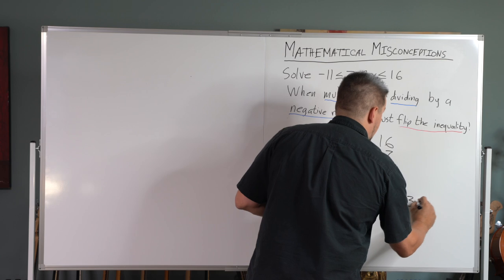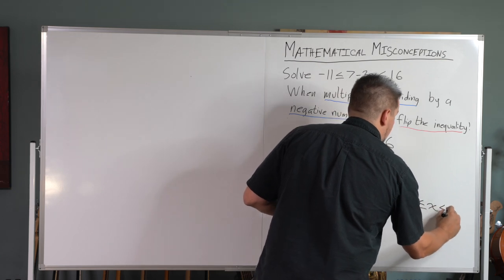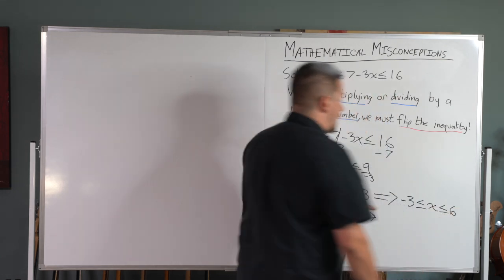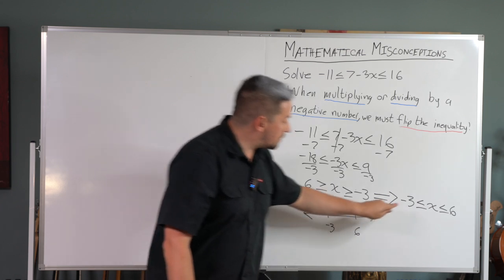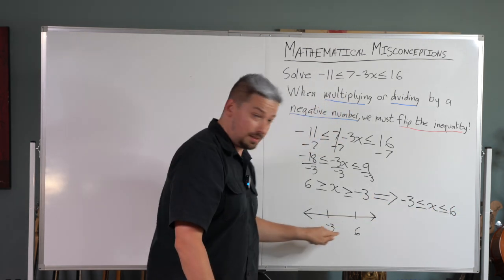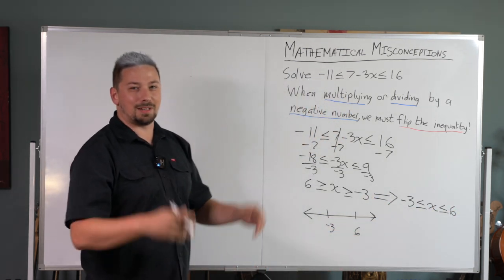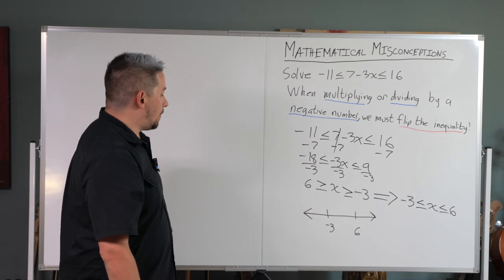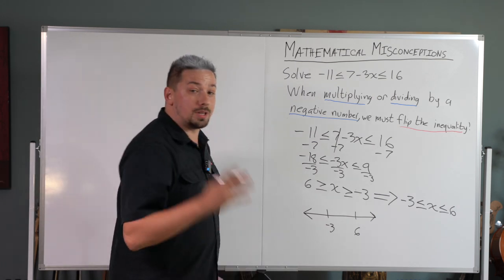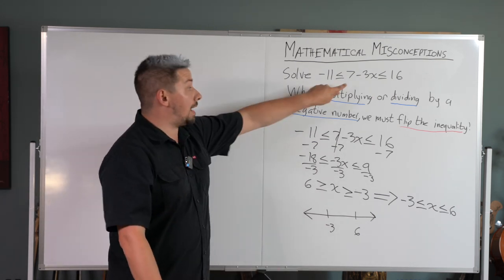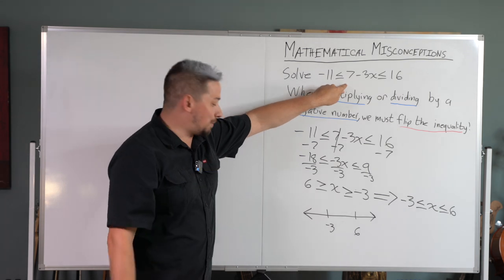Negative 3 is less than or equal to x, which is less than or equal to 6. I prefer to see it this way because I see the numbers from least to greatest. Least to greatest. Hope that makes sense to you. Now what we're going to do is just double check some things in the regular solution, and then we have to plug things back up here as well.